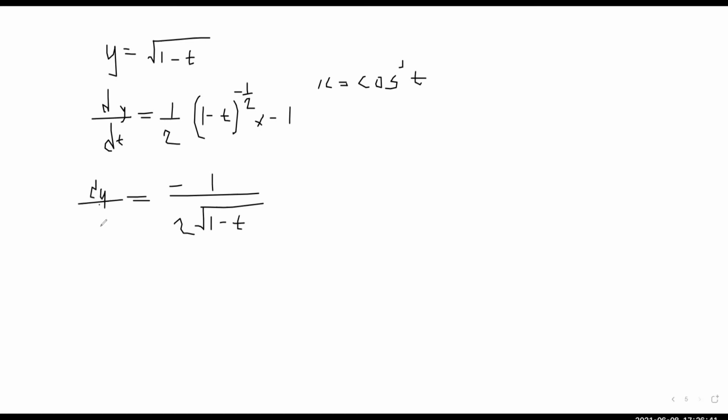Now we need our dx by dt. So we're going to differentiate this right here. When we differentiate cos inverse, we get minus 1 over the square root of 1 minus x squared. So in this case, it's going to be 1 minus t squared. All right, so this is what we have.